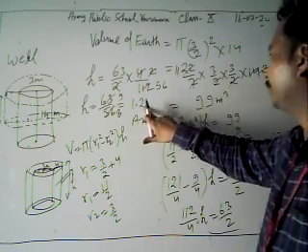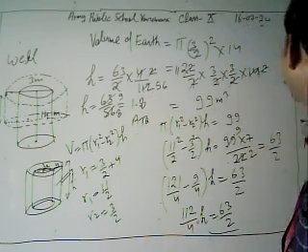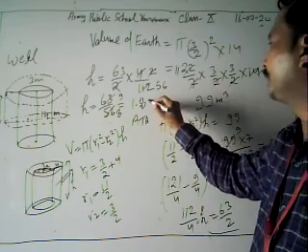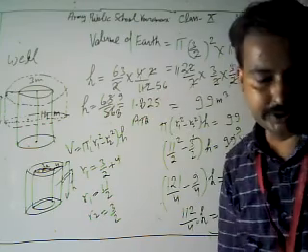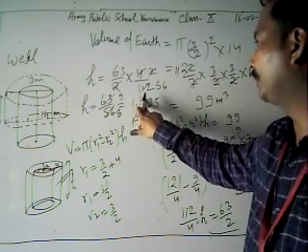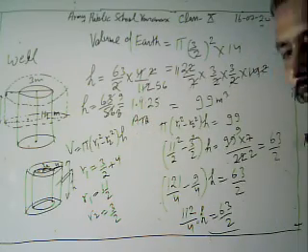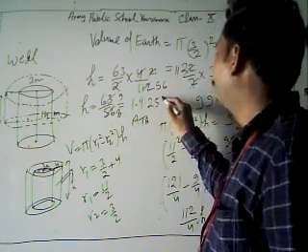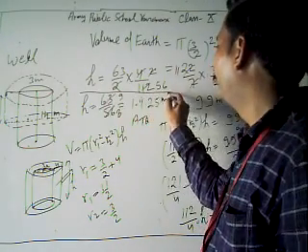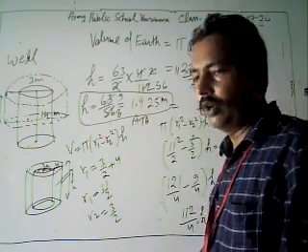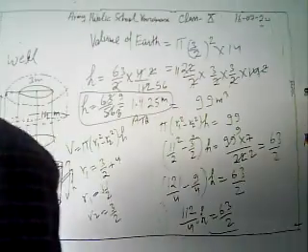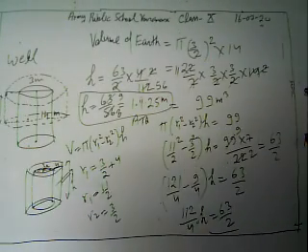Then 1 times 8 is 8, then 2 8s are 16. It's our 1.125 meter. The height is what? 1.125 meter.